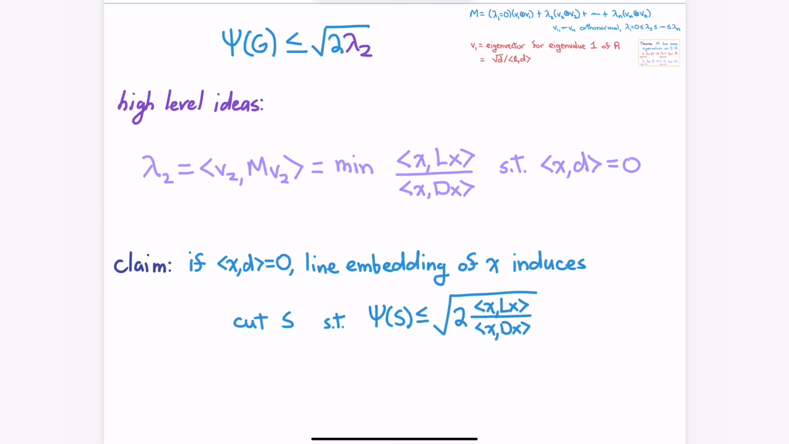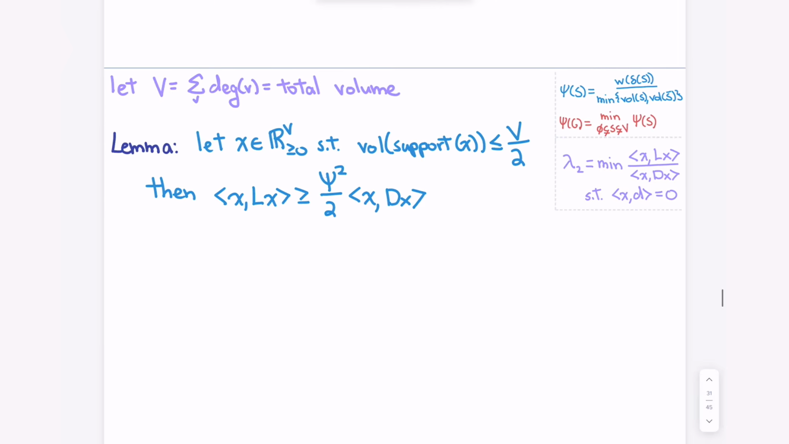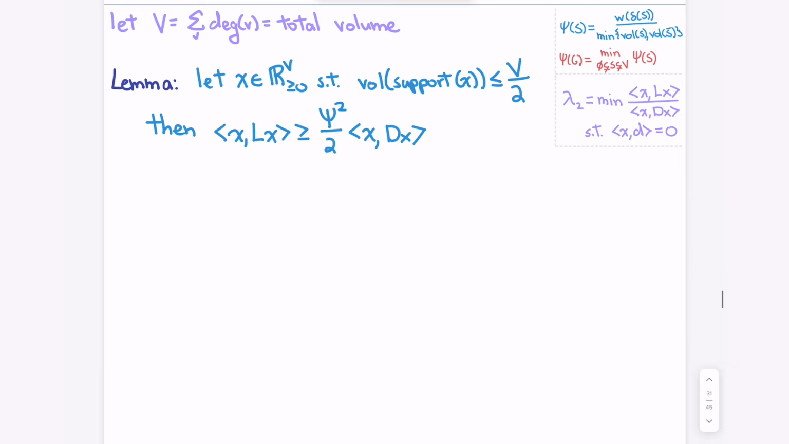So what we're really going to focus on is that the line embedding perspective of x is going to do some kind of line cut that satisfies this thing, and that maps to our theorem. If you plug in lambda 2 here, that's what you'll get. That's what we want to show. It's going to be a little heavy on the math side, relative to what we normally do.